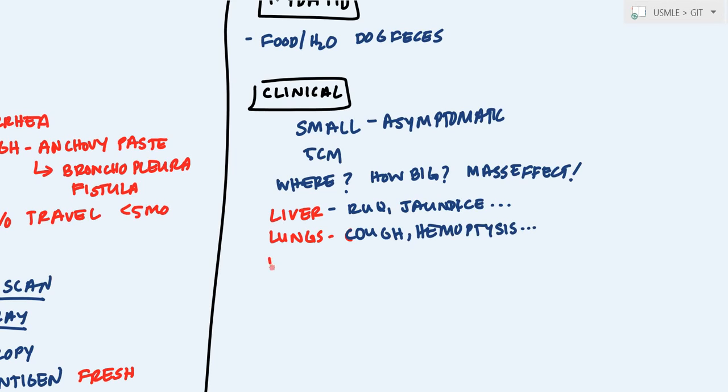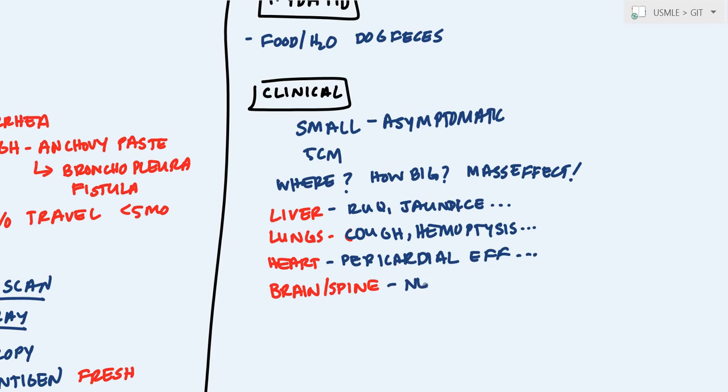How about if it's found in the heart? If it makes its way to the heart, then what can you expect? Probably a pericardial effusion. And again, other symptoms related to the heart, depending on where it is. And finally, probably one of the most serious ones, if it's found in the brain or spine, then depending on where it is, what level it's on, you're going to get neurological deficits.